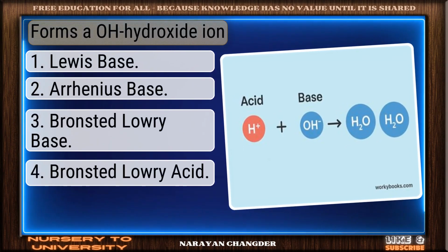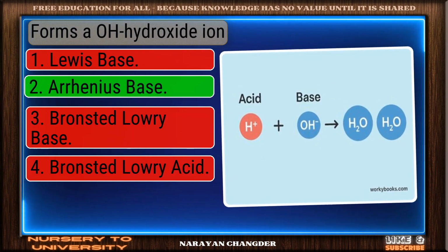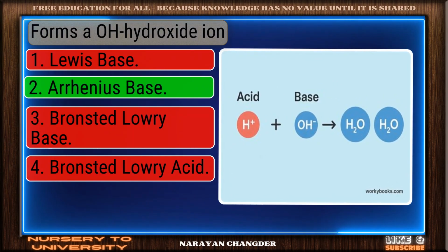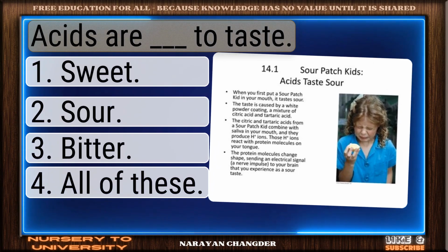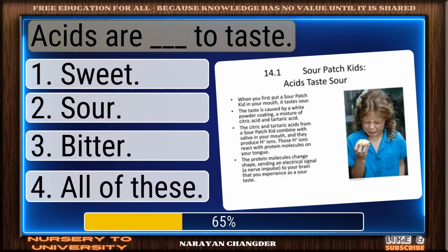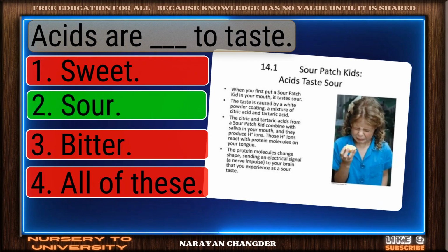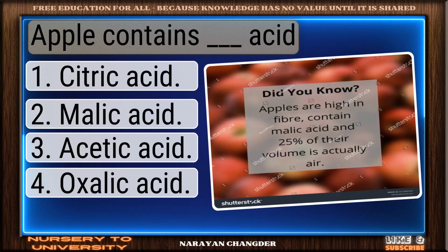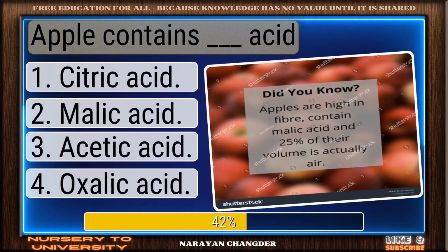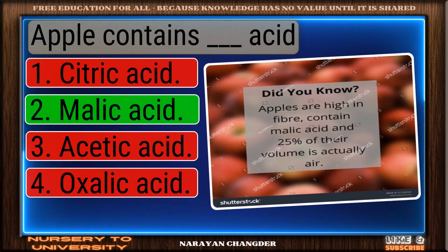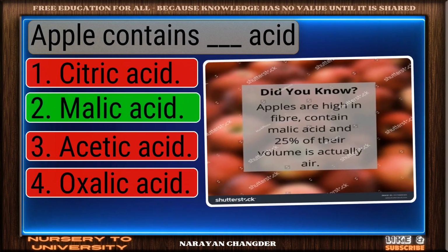Question number 212. Forms the hydroxide ion. Well reasoned. Arrhenius base is the correct choice. Question number 213. Acids are dash to taste. Exactly. Sour makes sense, and it is the right choice. Question number 214. Apple contains dash acid. Smart pick. Malic acid is the correct choice.